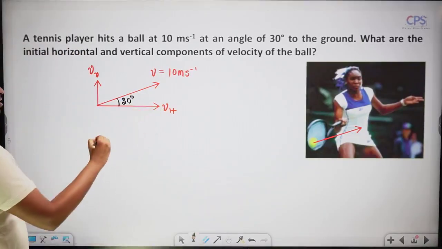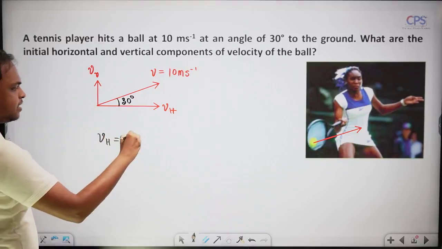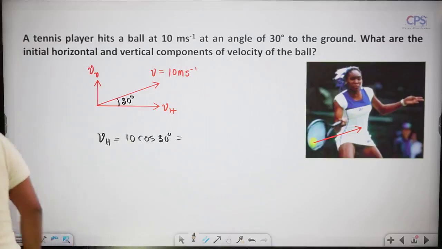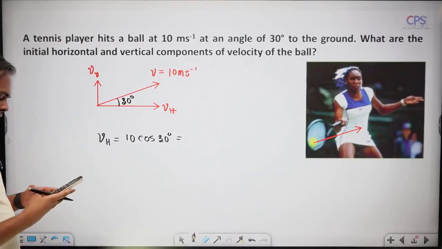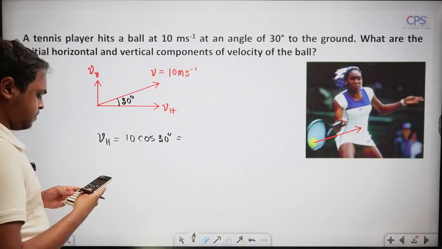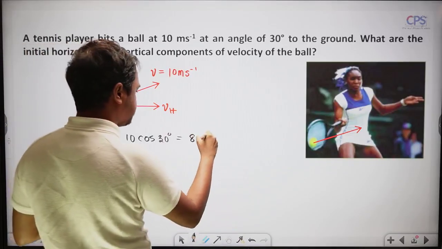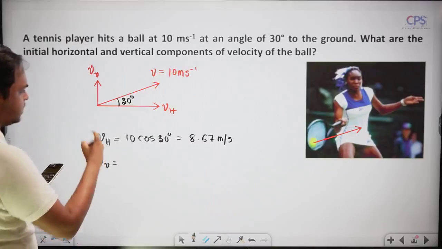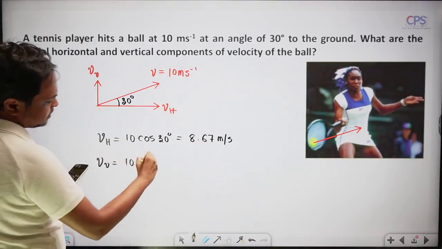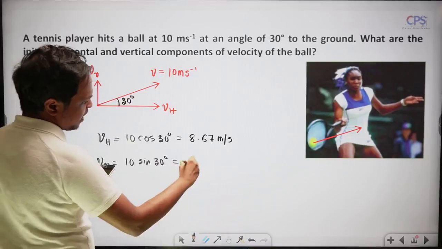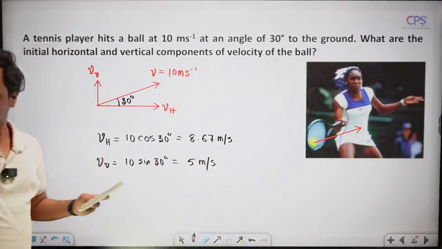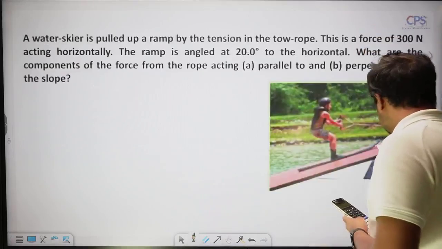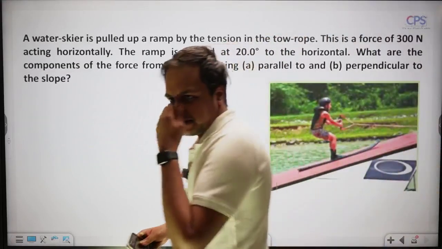Okay, let's do it. Horizontal, it's adjacent. That's why it will be 10 cos 30. How much is it? 10 cos 30, 5 root 3 or 8.67 meter per second. And the vertical one, it is the opposite, 10 sin 30, 5 meter per second. Okay, done. Very easy questions. This is our final for this lecture.